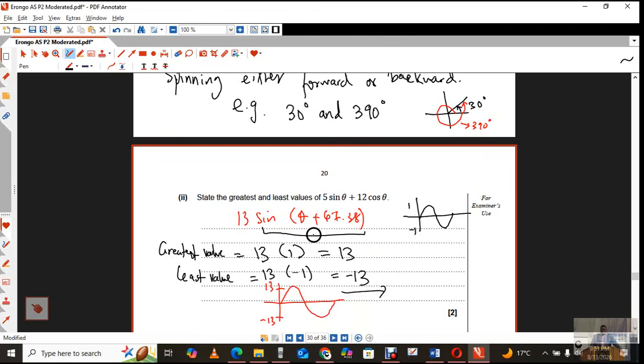Our R was 13, because there was no constant added to this scenario. There was no 5 sine theta plus 12 cos theta plus some constant. That can affect the translation of the graph. So if you are saying state, from here you should definitely know that whatever this is as a function of sine, it will oscillate between 1 and -1, and that 13 just says that now it's going to affect the amplitude. It's going to stretch it more, going up to 13 and then -13. That's it.